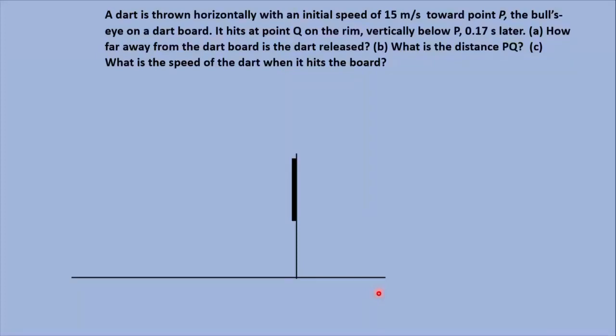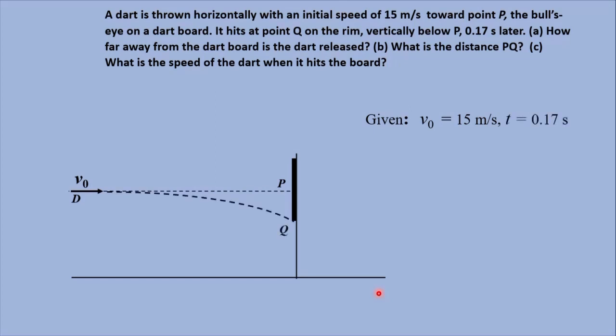In this video, the following problem is considered. A dart is thrown horizontally with an initial speed of 15 meters per second toward point P at the board. It hits the board at point Q 0.17 seconds later. Three questions in the problem.